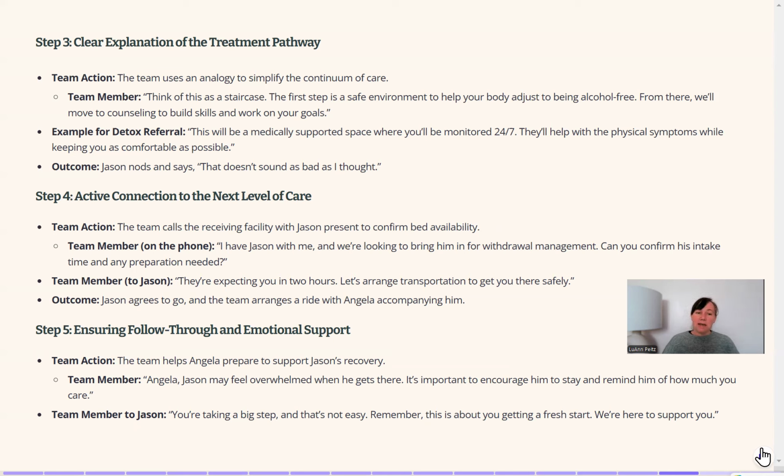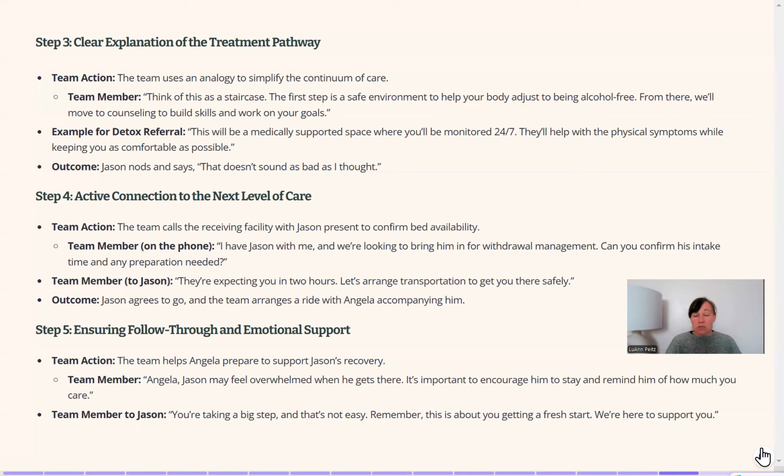Step 4, active connection to the next level of care. Here's the team action. The team calls the receiving facility with Jason present to confirm bed availability. The team member on the phone: "I have Jason with me and we're looking to bring him in for withdrawal management. Can you confirm his intake time and any preparation needed?" Team member to Jason: "They're expecting you in 2 hours. Let's arrange transportation to get you there safely." Outcome, Jason agrees to go and the team arranges a ride with Angela accompanying him.